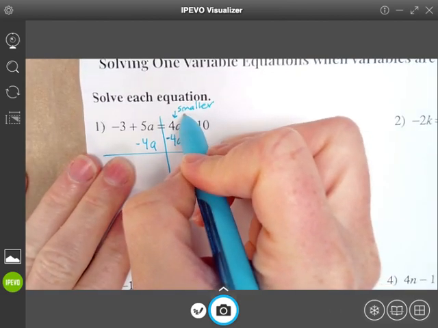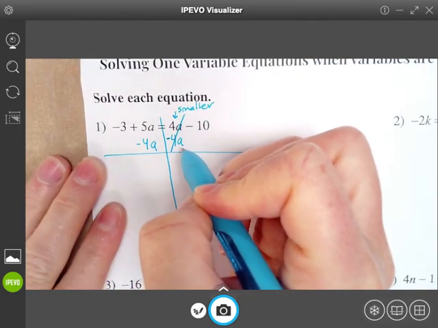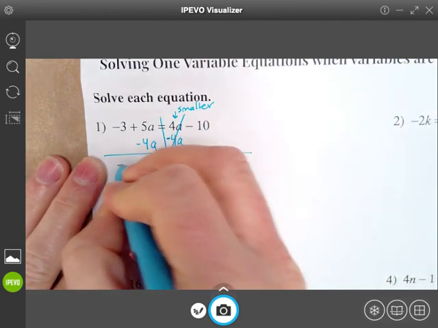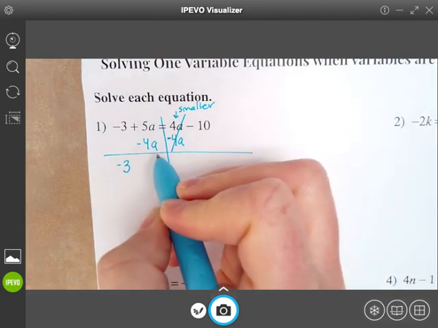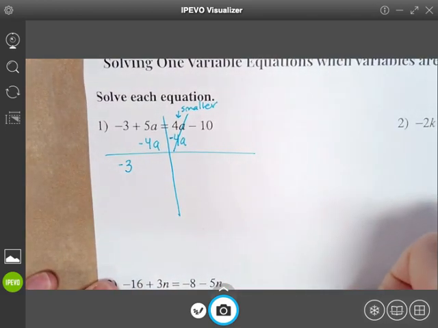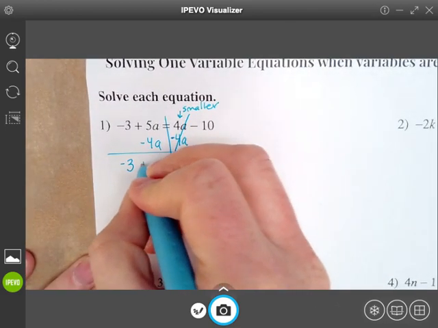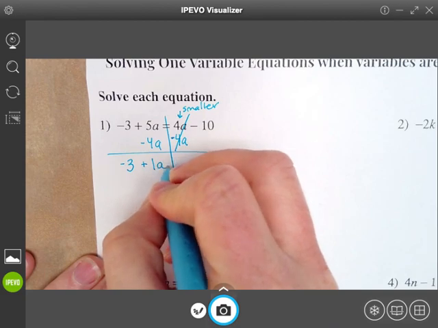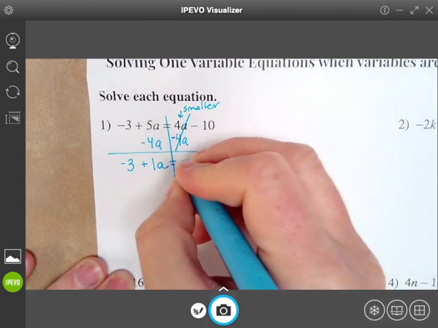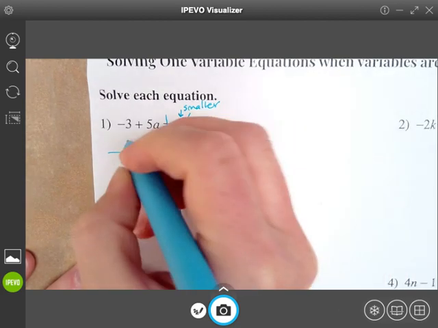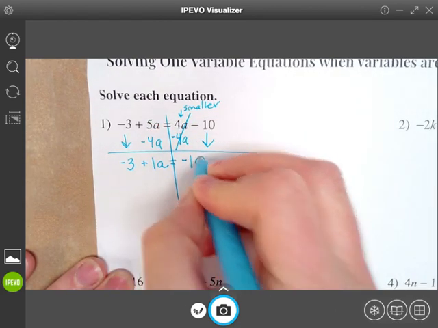Okay, these will cancel because you have 4a minus 4a. Then we have a negative 3. And then 5a minus 4a, or 5 minus 4, it's just a positive 1a. Or you could just write a. You could leave that one off. Okay, then we're going to bring down the negative 10.